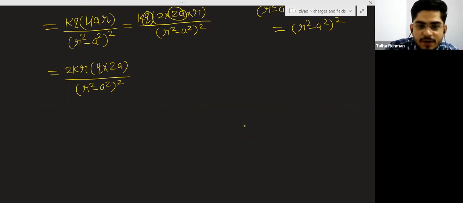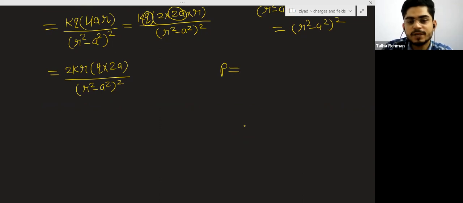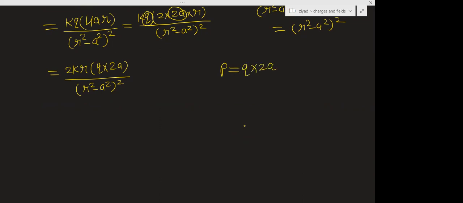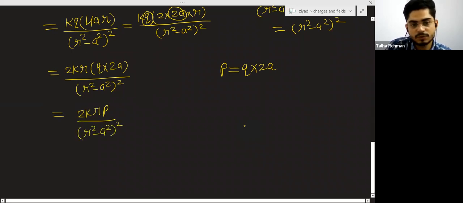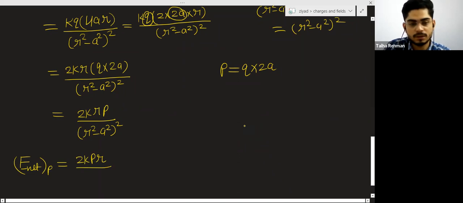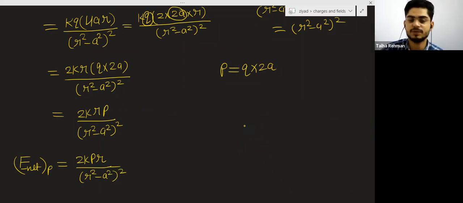And I have told you dipole moment is q into 2a. So instead of q into 2a, I can write 2kRp divided by (R square minus a square) to the whole square. So net electric field at point P is equal to 2kpR divided by (R square minus a square) to the whole square. So this is the net electric field.